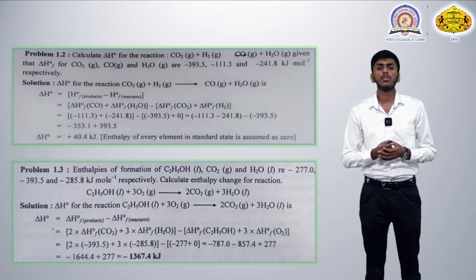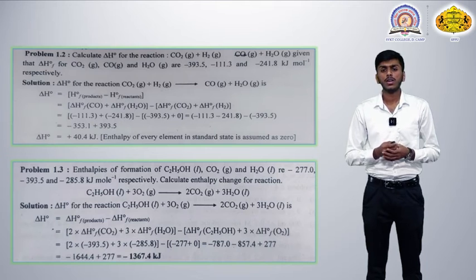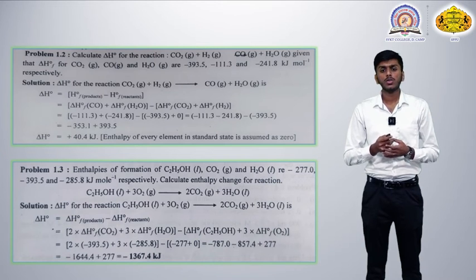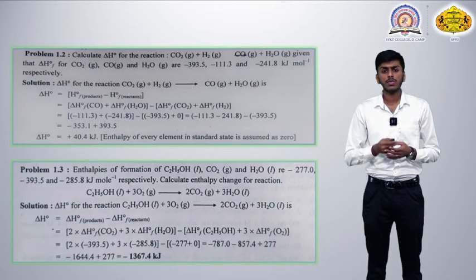The second problem is to calculate the delta H naught of a given reaction. We are given the standard delta HF for CO2, carbon monoxide and water as minus 393, minus 11.3 and minus 241.8 kilojoule per mole respectively. Then as we substitute the values in the formula, we will get the final answer as plus 40.4 kilojoule. We should note that the enthalpy of every element in the standard state is assumed as 0.